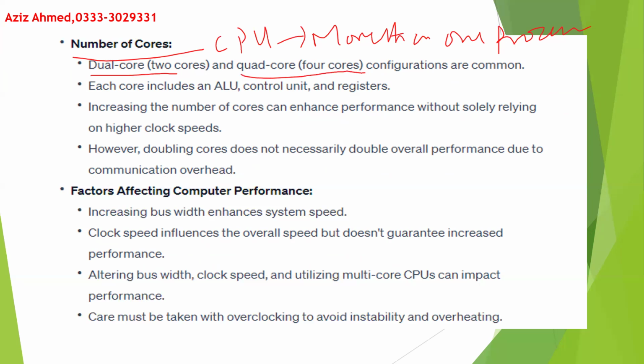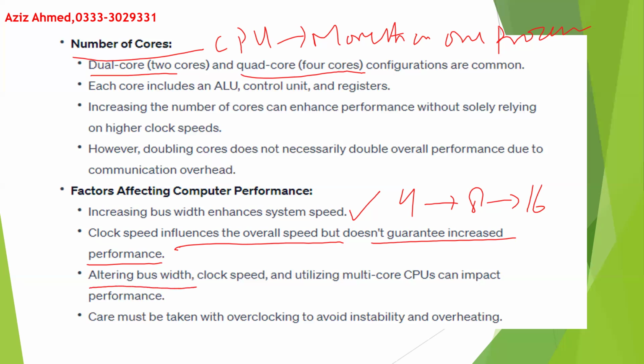Now it says factors affecting computer performance: increasing bus width enhances system speed, from 4 byte to 8 byte or from 8 to 16 byte. Clock speed influences the overall speed but doesn't guarantee increased performance, because when your processor runs, it can overheat. Altering bus width, clock speed, and utilizing multi-core CPUs can impact performance.